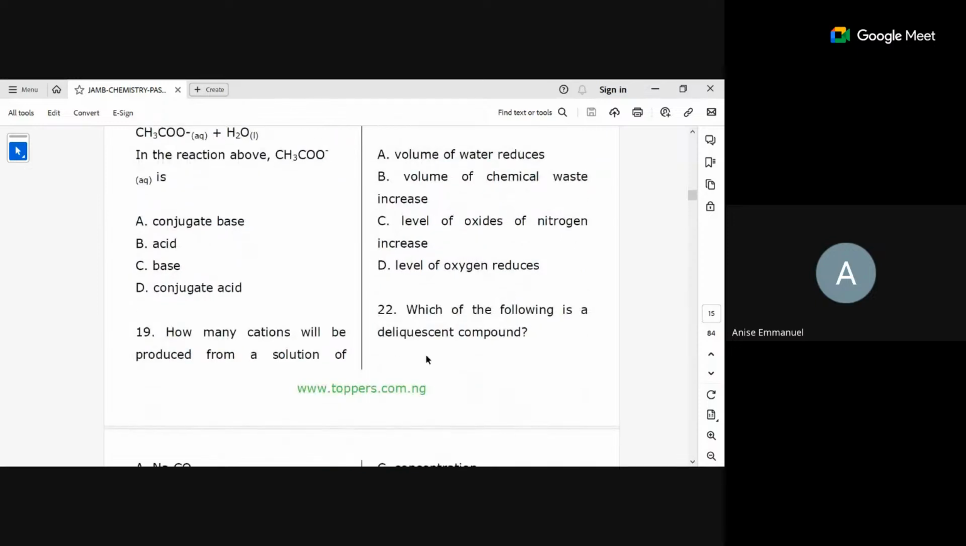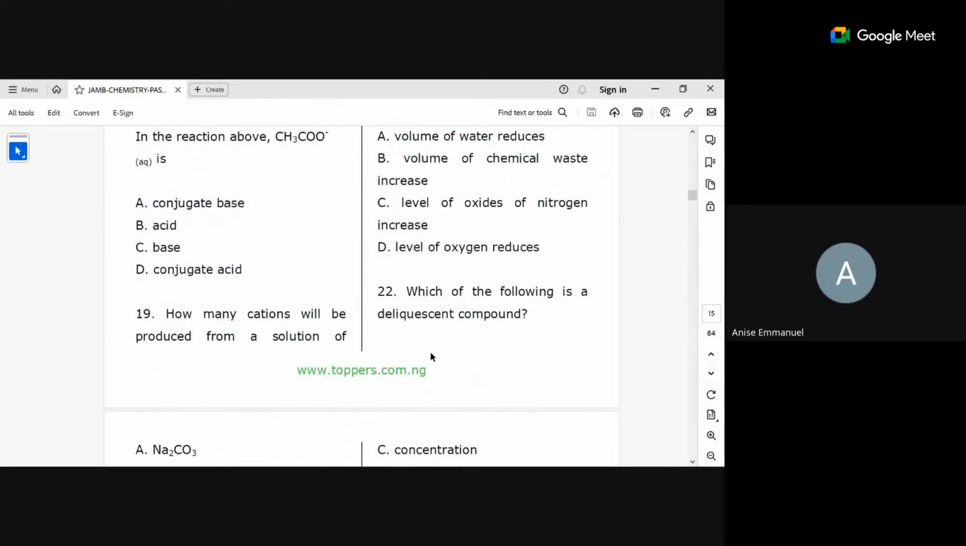Number 22. Which of the following is a deliquescent compound? Before I go to this, someone asked about hygroscopy, deliquescent, efflorescent. Now, which of the following can be made to be a reducing agent? It's hygroscopic. When you go to your textbook, go to the last part of hygroscopy. You will see that hygroscopic compounds are also reducing agents. Take note of that. Now let's go to number 22, which of the following is a deliquescent compound?